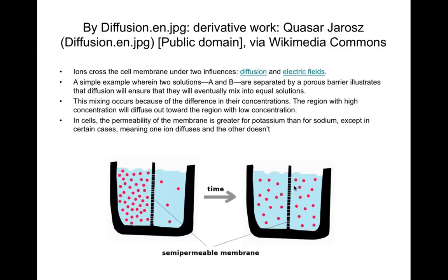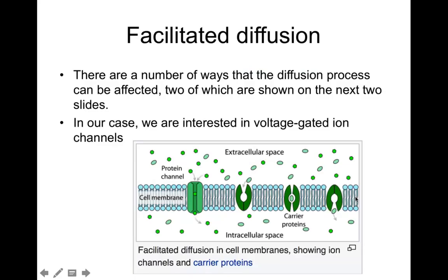Now this mixing occurs due to the difference in their concentration. The high concentration diffuses out toward the region with low concentration. So in the cell, the permeability of the membrane is greater for potassium than for sodium, except in certain cases, which means one ion will diffuse and the other does not. You can see this process of diffusion through the semi-permeable membrane in the figure here.